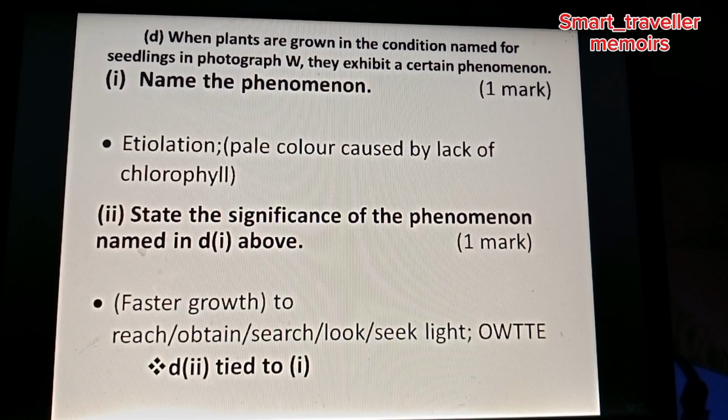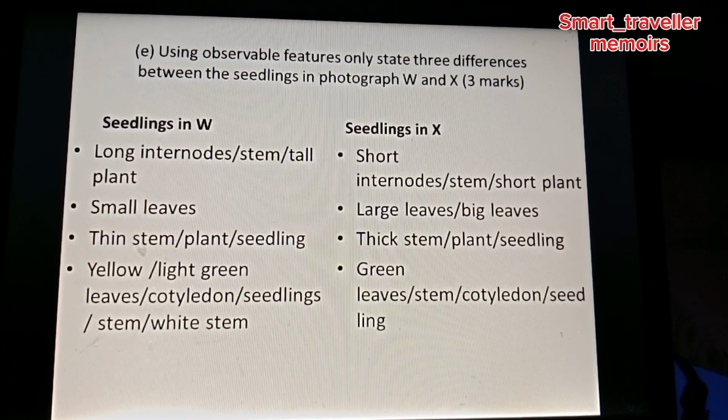D2 tied to D1. Using observable features only, state the three differences between the seedlings in photograph W and X, 3 marks. Long internodes, short internodes. Long stem, short stem. Tall plant, short plant. Small leaves, large leaves, or big leaves.